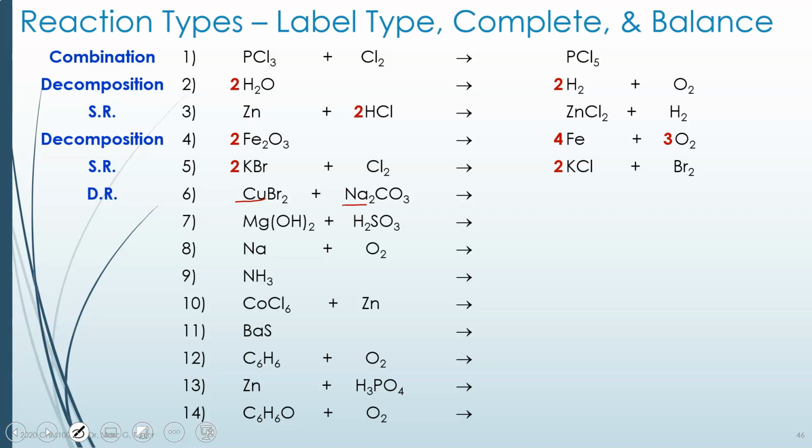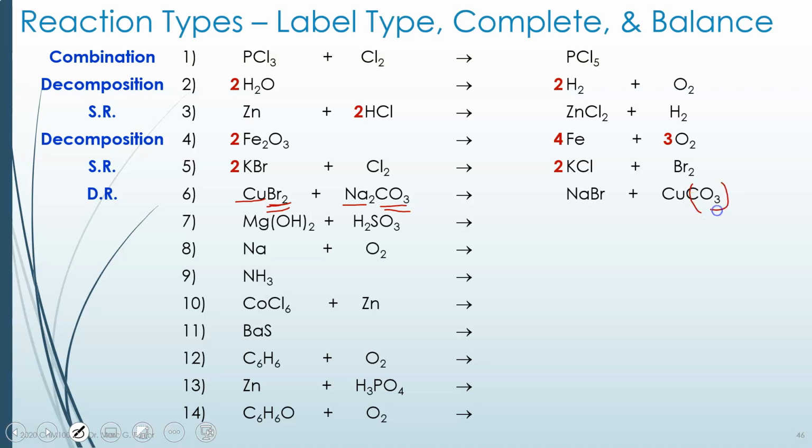Typically, metals and hydrogen will swap with each other. If there are only 2 metals, they swap. If there's a hydrogen there, that will swap. And then anions will swap with anions. So we have bromide and carbonate swapping. So that's a double replacement. So we'll end up with sodium with the bromide and copper with the carbonate.